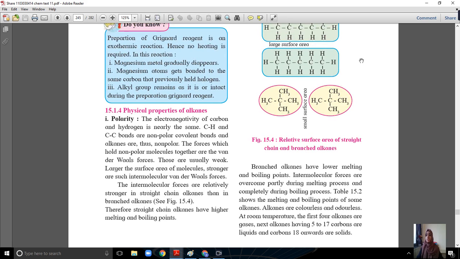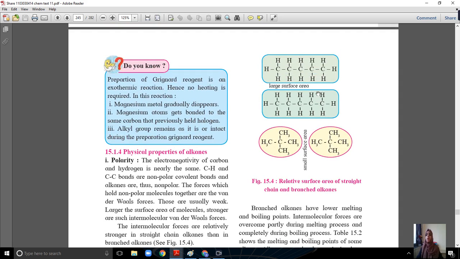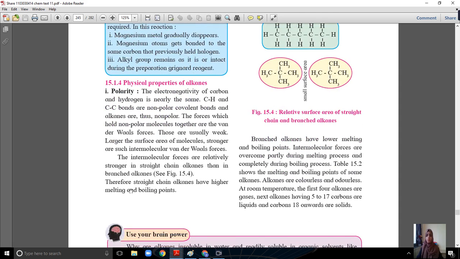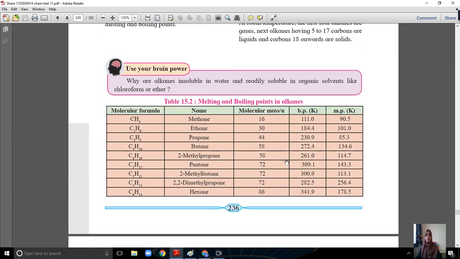So the straight chain alkane occupies larger surface area, and the melting point and boiling point will become higher for this alkane which occupies larger surface area, or you can say straight chain alkane, okay. Now for smaller surface area, the intermolecular forces, that is van der Waals forces, become weak, okay, and the branched one will occupy smaller surface area, so the melting point and boiling point is low if we compare these two alkanes, okay.